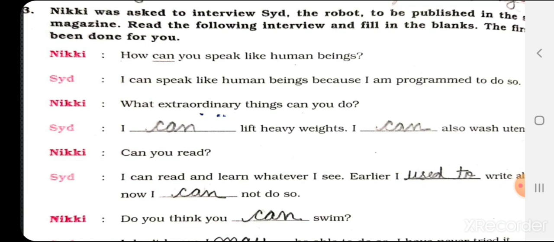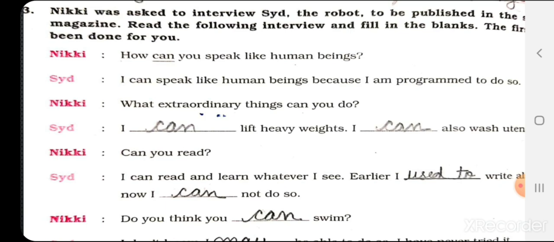Nikki: How can you speak like human beings? Sid: I can speak like human beings because I'm programmed to do so. Nikki: What extraordinary things can you do? Sid: I can lift heavy weights. For ability, हमने ability के लिए क्या modal use करें students? Can. I can lift heavy weights. I can also wash utensils. Then Nikki: Can you read? Sid: I can read and learn whatever I see.